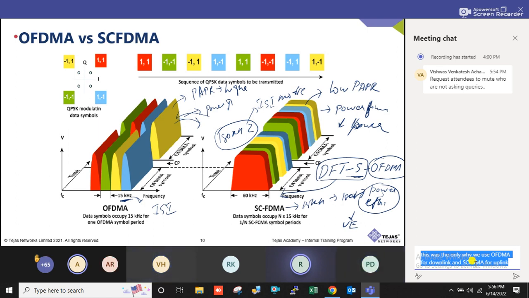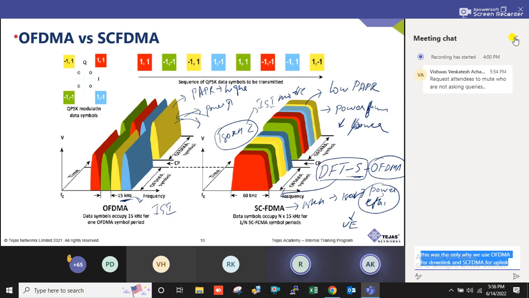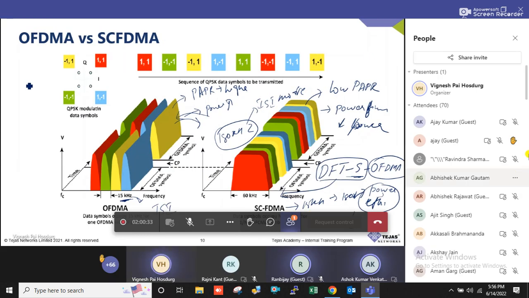One small question. In the downlink, we are using OFDMA. So when I'm transmitting from eNodeB to mobile, when it is received in the mobile, it has to understand the same thing, right? So that time there won't be any problem, and the mobile has to do the reverse.